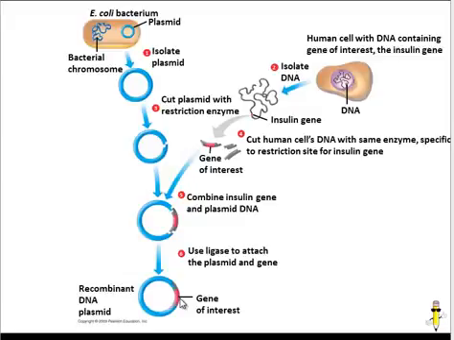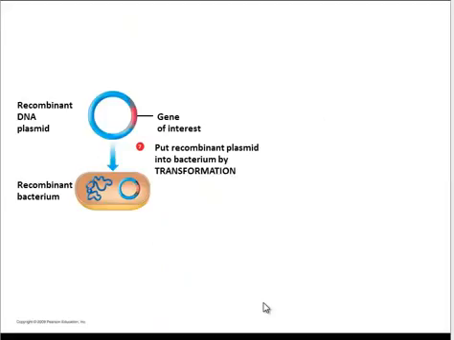Pretty cool, but again, this is useless unless we put it inside a cell so that the DNA can be used to make the protein insulin. So let's do that next. Step number 7. We're going to stick this recombinant plasmid back into the bacterial cell. And this process is known as transformation. Whenever you give a cell new DNA, it's called transformation.